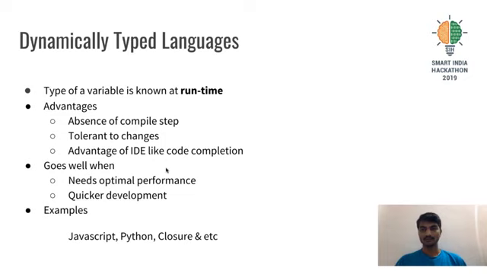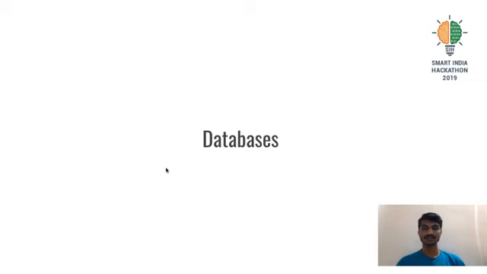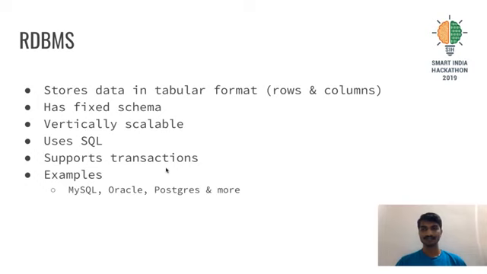Cool. Now we have seen the different kinds of languages, what the advantages of them are, and when to choose them. Now we are going to another important part of our system, which is databases. This is where we are going to store all our data. So it is another important part of our system. What are the different kinds of databases available nowadays?